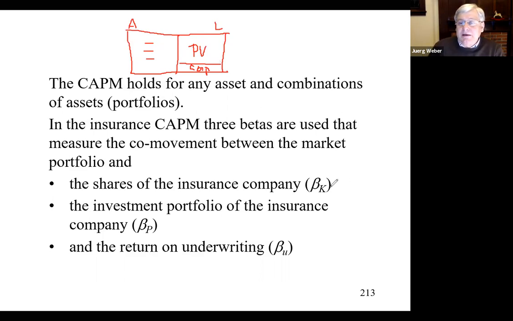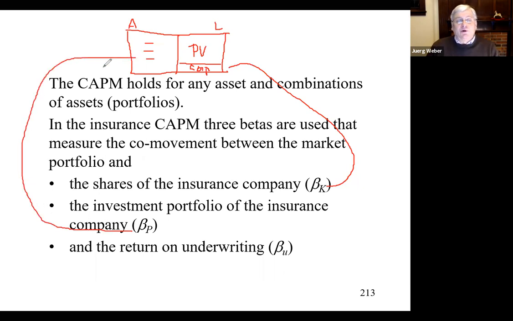Now the beta K refers to the co-movement between the return on equity and the market return. So this is related to the equity of the insurance company. Beta P is related to the investment portfolio of the insurance company. It refers to the co-movement between the return on the entire investment portfolio and the market return.